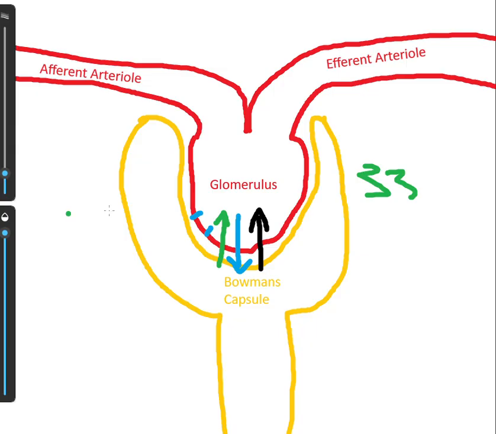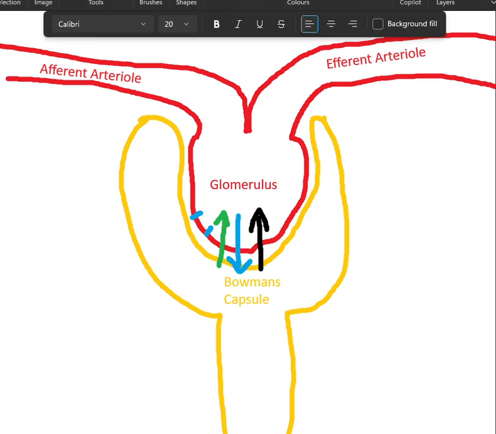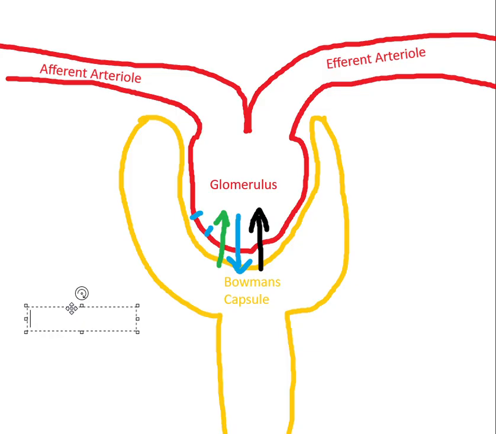So generally speaking, we would use these forces to determine our net filtration pressure, so the ability for our network of capillaries to filter, to create filtrate, and that's determined through an equation. And generally speaking, it would be our glomerular hydrostatic. I'll stretch this out so we can see it better.